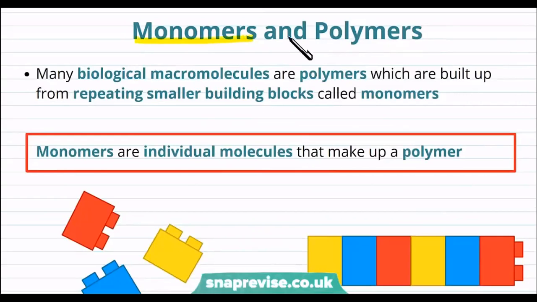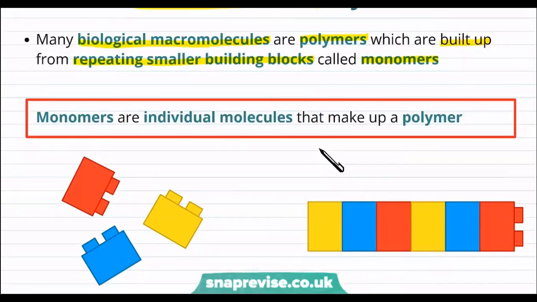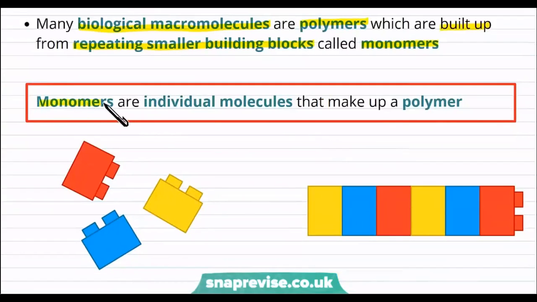So in order to understand how biological molecules assemble themselves, we have to understand the concept and difference between monomers and polymers. A lot of biological macromolecules don't just exist on their own, but they exist as what we call polymers. A polymer is something which is built up from lots and lots of repeating smaller building blocks, and those building blocks individually are called monomers. Monomers are individual molecules making up a polymer. You can see by the name we've got mono, meaning one, so that's one single unit, polymer meaning many. So lots of these one units join together to make a many unit.